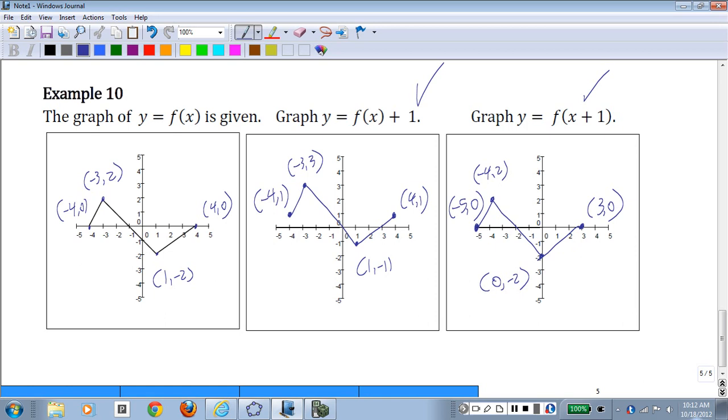You could think of visually what happens to the graph and shift that up, down, right, or left in your mind, or what happens to each point, just focus on the y coordinates for the vertical shifts or the x coordinates for the horizontal ones.